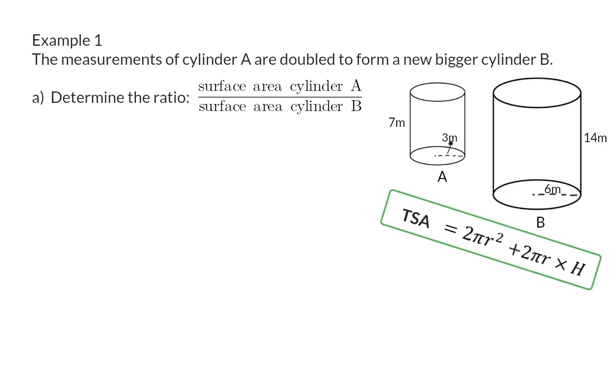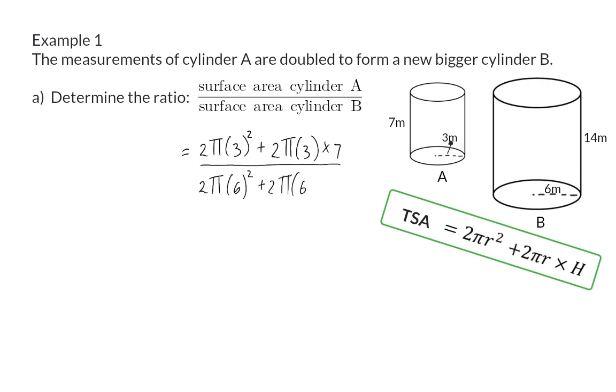The formula for total surface area will be 2 areas of a circle, and for the smaller cylinder, the radius of the circle is 3, and then we add to that the circumference of the circle, which we multiply with the height of 7. And now we need to repeat this for the bigger cylinder. The bigger cylinder now has a radius of 6, and its height has also doubled and will now be 14.